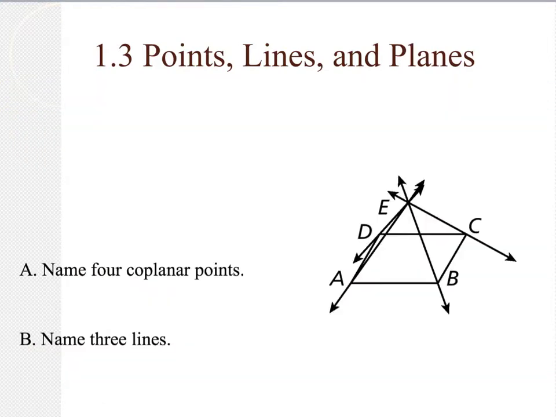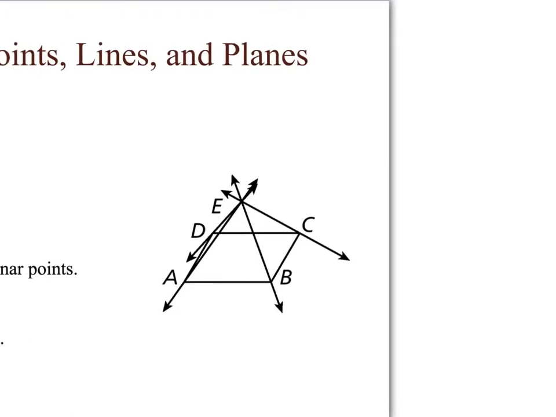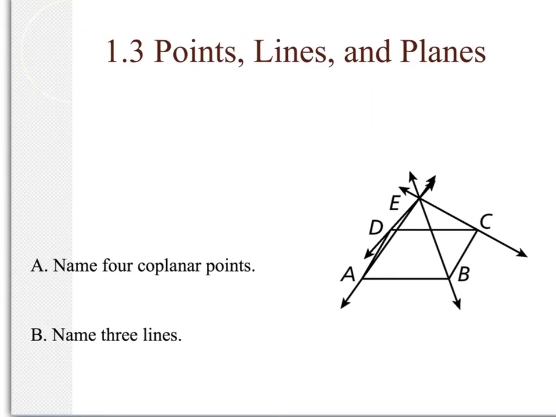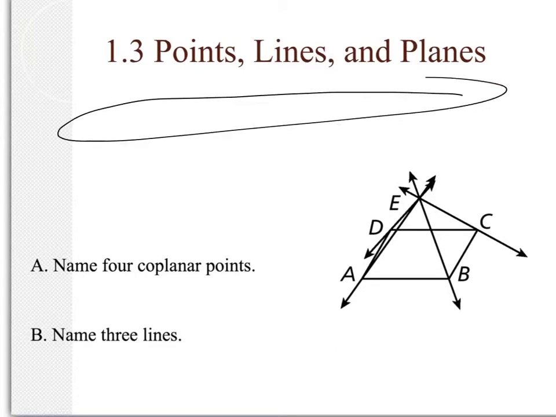Alright, so let's look at a couple of problems. You do not have to write this down. There is no yellow bar up here, so just pay attention. Name 4 coplanar points. What does coplanar mean? It means the same what? Plane! You can almost see the word plane in there. It says plane without the E. Coplanar, same plane, alright?